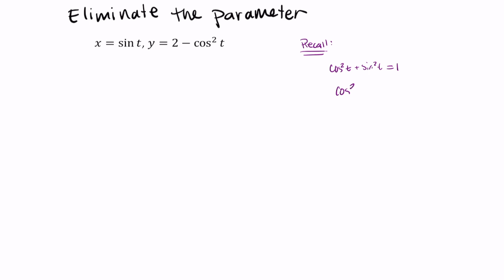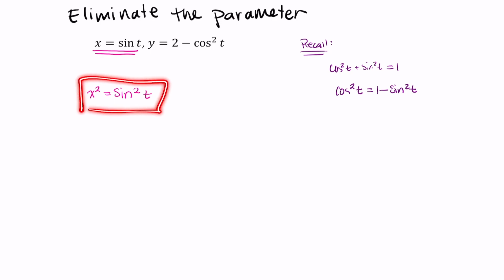Cosine squared t, I can rewrite that as 1 minus sine squared t. Well, I don't have a sine squared. However, I do have the x parameter equals sine of t. So I can rewrite this as x squared equals sine squared t. Okay, so now that I have this, I know that cosine squared equals 1 minus sine squared t. So let's put this all together.